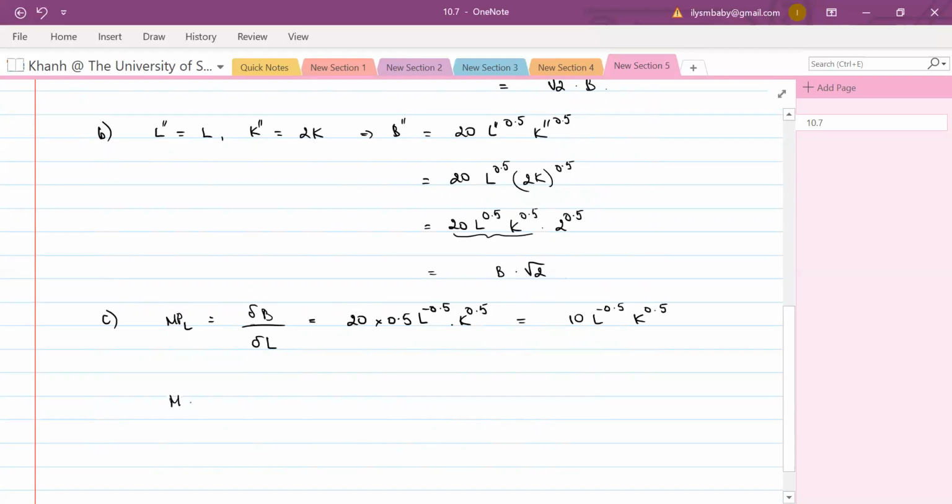It's very similar for marginal product of capital, where I differentiate the production function with respect to capital. And so I'm treating L as constant. So I've got 20 as a constant, which remains the same. L to the power half is being treated as constant, so therefore it remains the same. And I differentiate K to the power half, I get half times K to the power negative half. Again, 20 times half is 10 L to the power half, K to the power negative half.